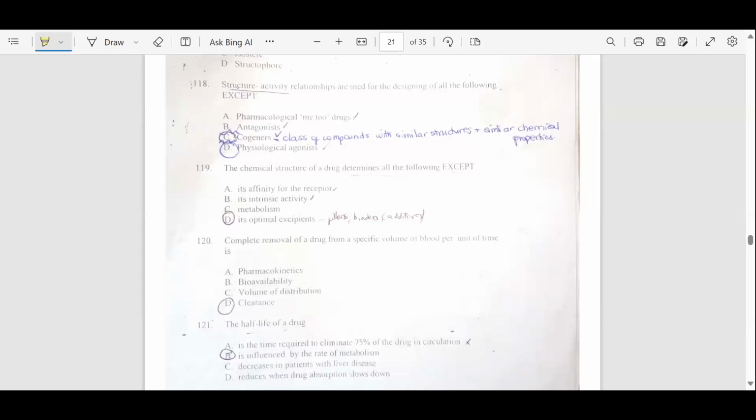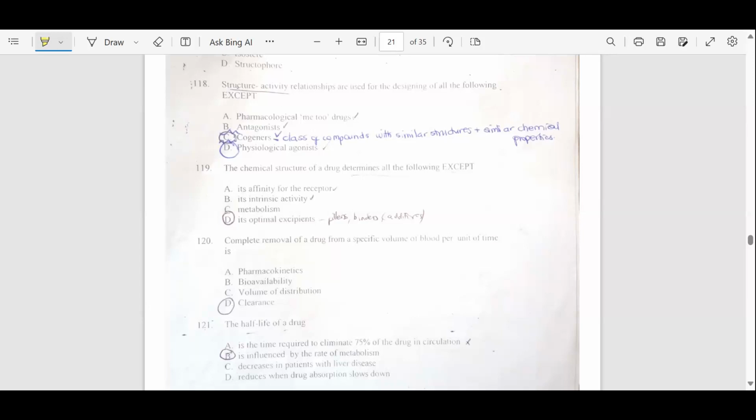Personally, I was avoiding D because I was thinking we'll use the structure activity relationships of physiological agonists to then form our own agonists, to then form our drugs. We can use that structure activity relationship to form the drugs. That makes sense.